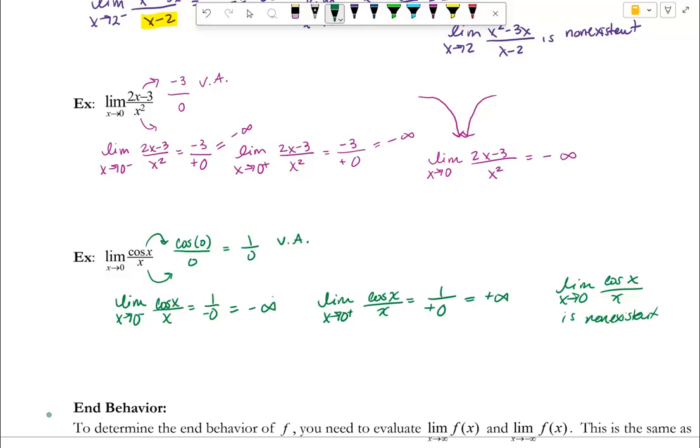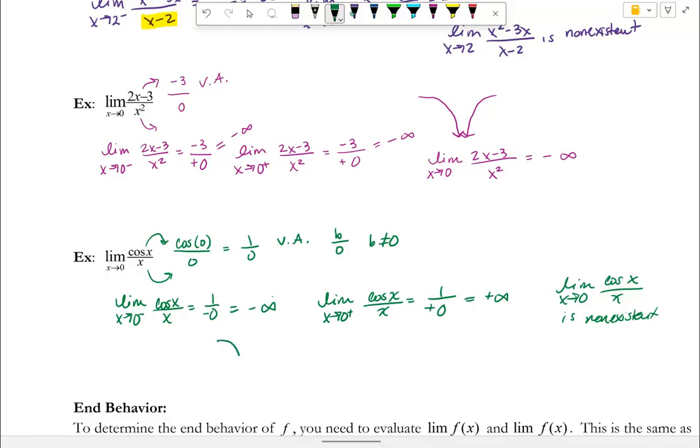All right, so don't forget to plug in your 0. When we do, cosine of 0 over 0 is 1 over 0. So again, it's that non-zero number over 0 that indicates we have a vertical asymptote. When we check our behavior from the left, we get 1 over a tiny negative number. So that means we're going to negative infinity from the left, and from the right, positive infinity.